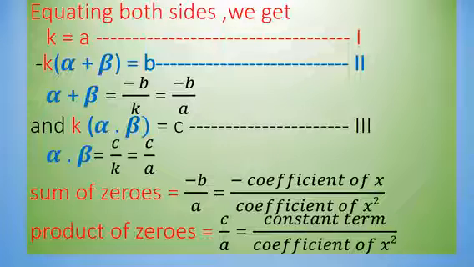Likewise, equating the constant terms of the above equality, we can write k multiplied by alpha into beta is equal to c. Then after simplification again, we can write alpha into beta equal to c by a. Finally, from these equations we can conclude that the sum of zeros is minus b by a, that is minus coefficient of x divided by coefficient of x square, and the product of zeros is equal to c by a, that is constant term divided by coefficient of x square.